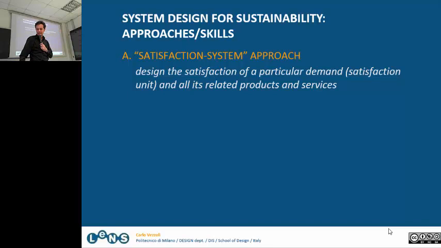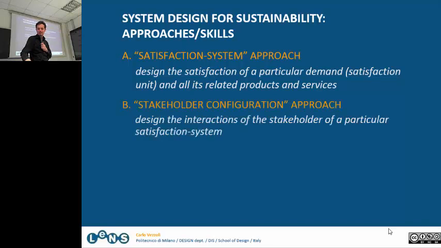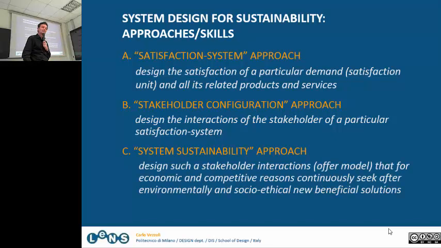And then all related products and services. We have to have a stakeholder configuration approach. We have to be able to design the configuration, the interaction of the stakeholders, and then, of course, even the product to give the environmental impact and so on. And to design such a stakeholder interaction that, because not all PSS are sustainable, we remember, it is designed in such a way that they are effectively with low environmental impact and with a benefit for social equity and cohesion.